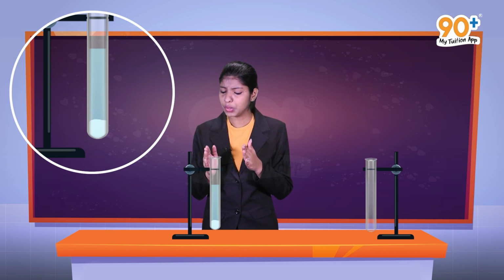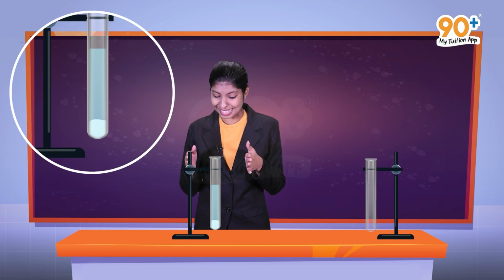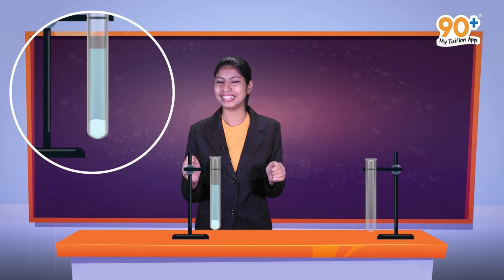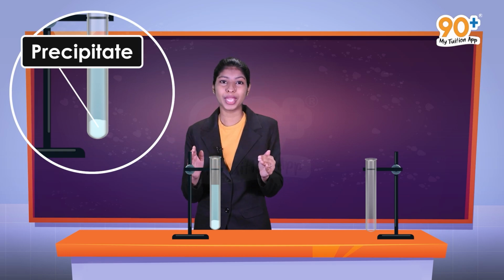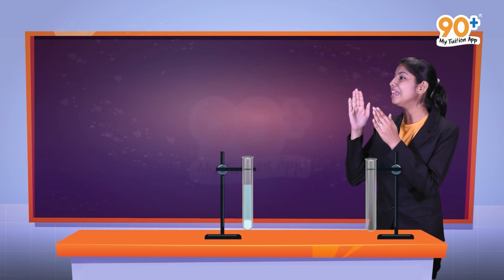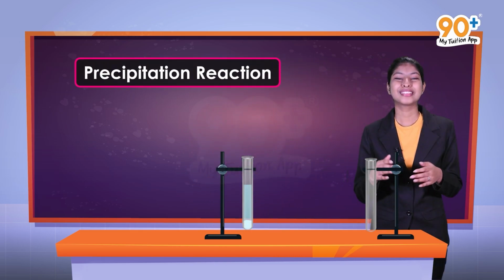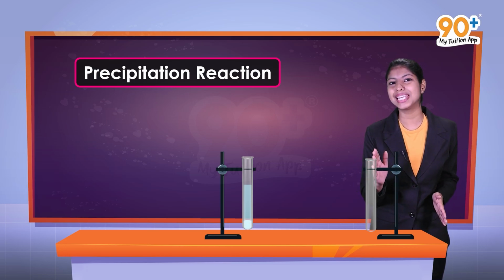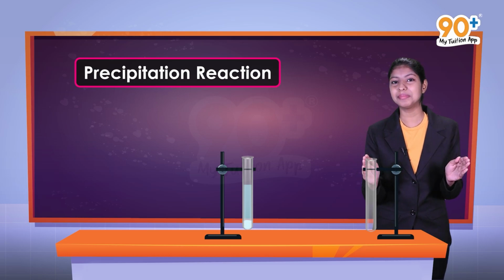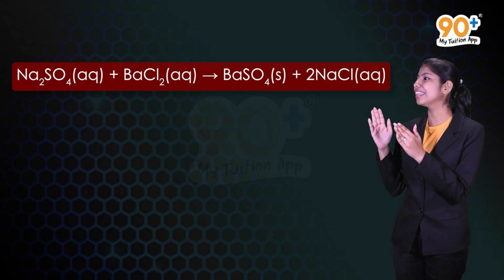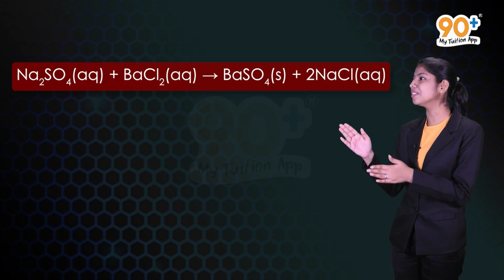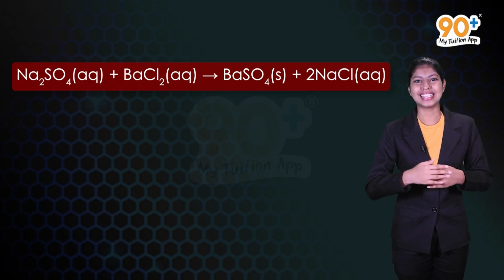So you tell me, what do you observe here? See, there is a formation of a white substance which is insoluble in water, and this insoluble substance is called a precipitate. So we can say that any reaction that produces a precipitate can be called a precipitation reaction. Here, sodium sulfate and barium chloride react to form barium sulfate and sodium chloride. And here is the chemical reaction: Na2SO4 plus BaCl2 gives BaSO4 plus 2NaCl.